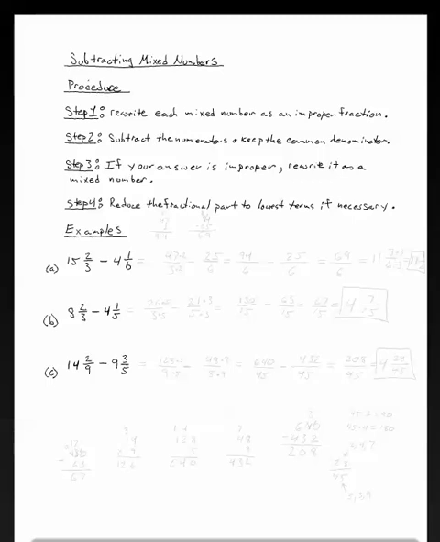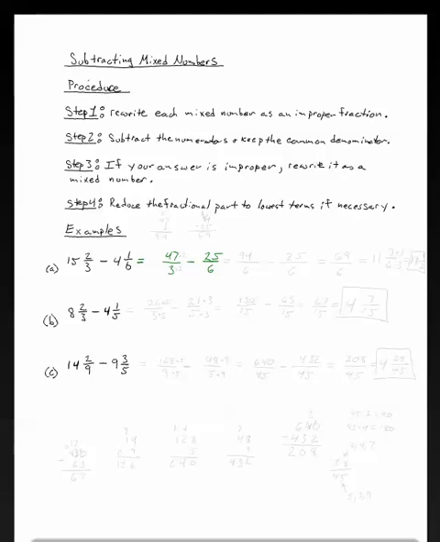So let's look at example A. We have 15 2/3 minus 4 1/6. First step is to rewrite both of our mixed numbers as improper fractions. So 15 times 3 is 45. 45 plus 2 is 47. So we get 47 over 3 minus 4 times 6 is 24 plus 1 is 25. So we get 25 over 6.